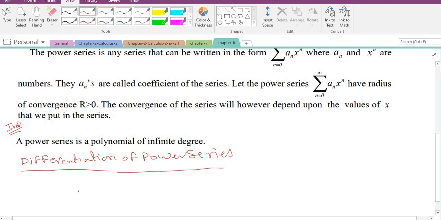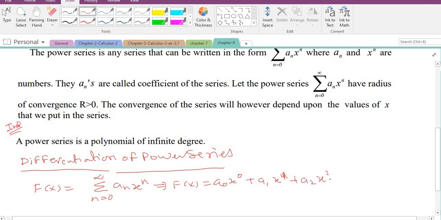If f(x) is given as a power series, summation from n equal to 0 to infinity a_n x to the power n, then we can expand it by writing n equal to 0, 1, 2, 3 and so on. Picking n equal to 0, it is a_0 x to the power 0 plus a_1 x to the power 1 plus a_2 x to the power 2 plus a_3 x to the power 3 plus and so on.